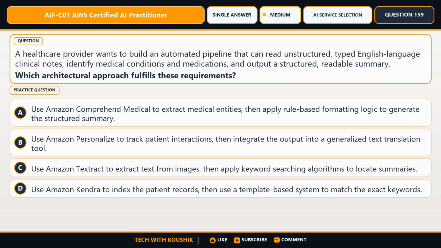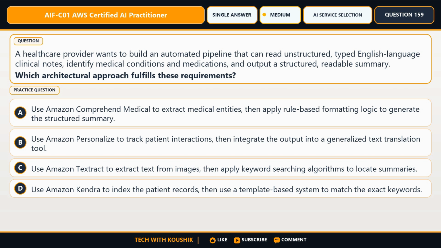Approach question number 159 by checking every constraint. Identify the decisive constraint before considering the options. A healthcare provider wants to build an automated pipeline that can read unstructured, typed English language clinical notes, identify medical conditions and medications, and output a structured, readable summary. Which architectural approach fulfills these requirements?